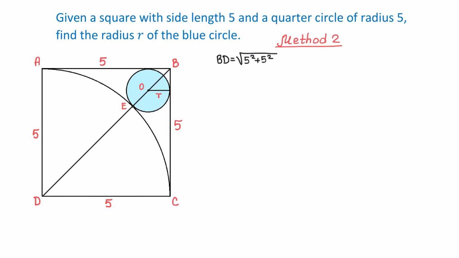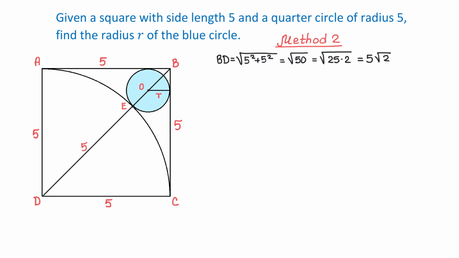Then 5 squared plus 5 squared is 50. And to simplify square root of 50, we will write 50 as a product of 25 and 2. Then square root of 25 is 5, and we will keep 2 inside the square root. So we found the distance from D to B, and that is 5 square root of 2. Now notice that this diagonal contains 3 line segments, and they are DE, EO, and OB.